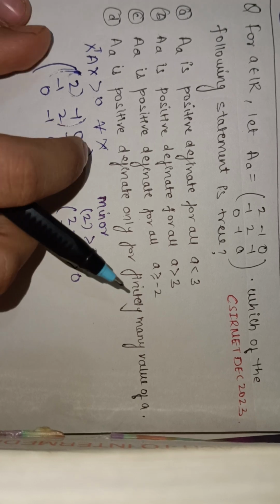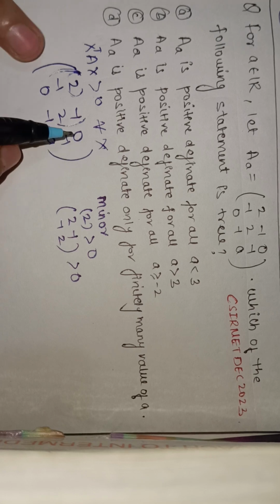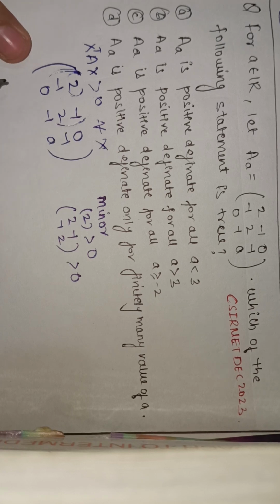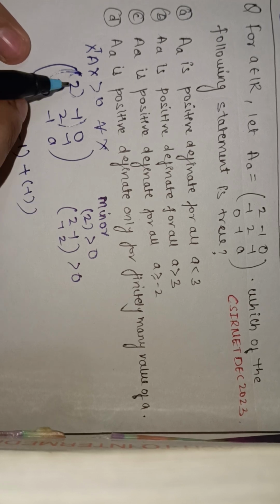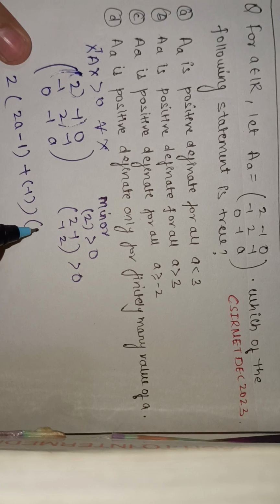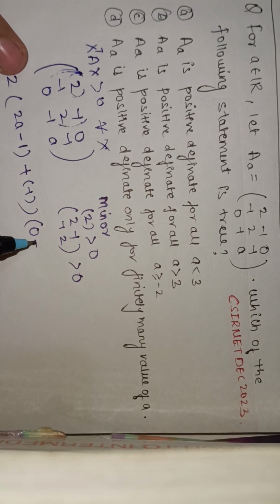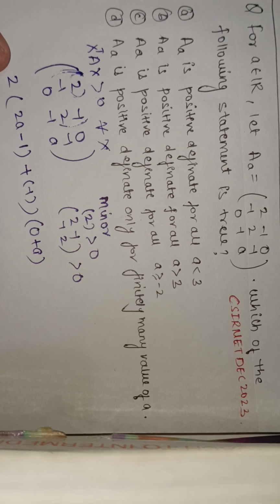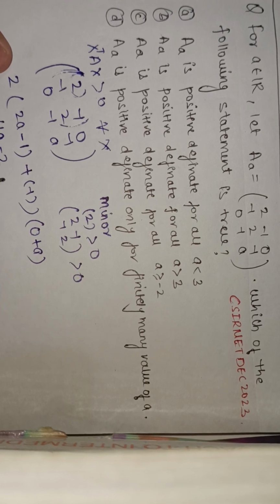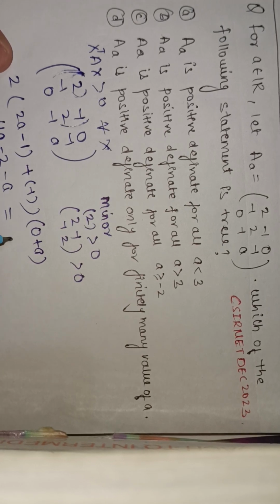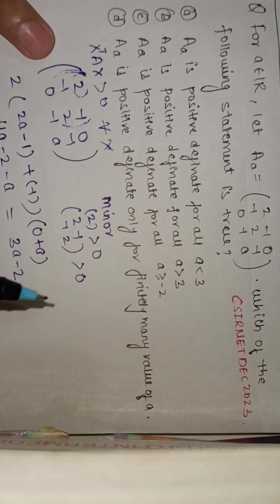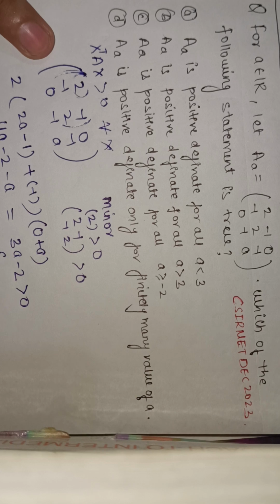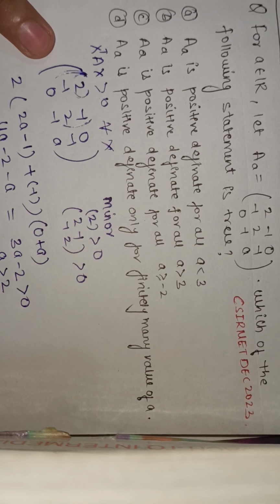For the largest minor, we have to find the determinant of this matrix only. The determinant is 2 times (2a minus 1), minus (-1) times (-a minus 0), which gives 4a minus 2 minus a, which equals 3a minus 2. For positive definite, this determinant should be greater than 0, so a is greater than 2 by 3.